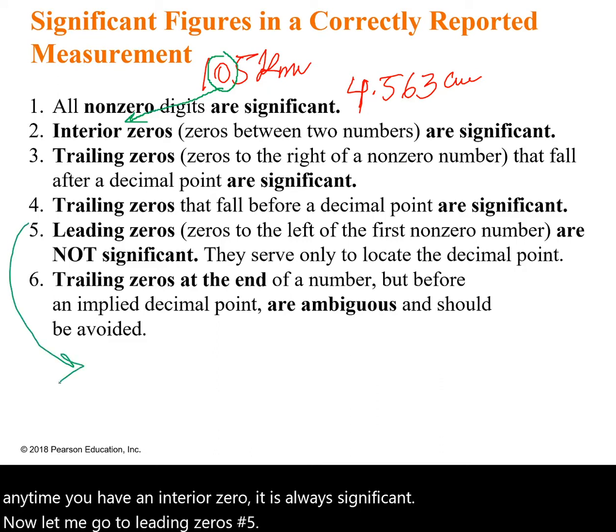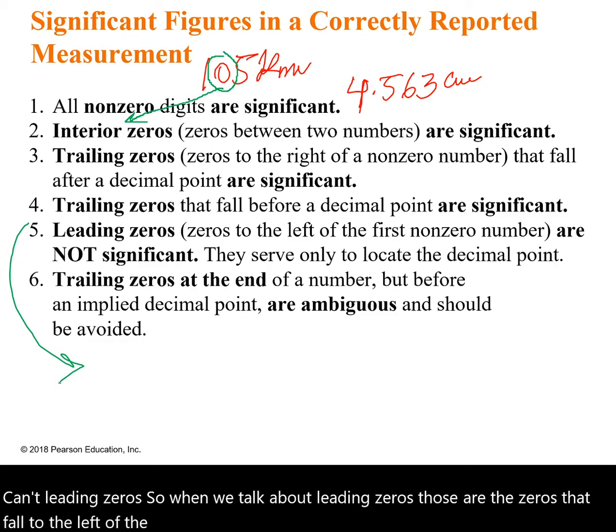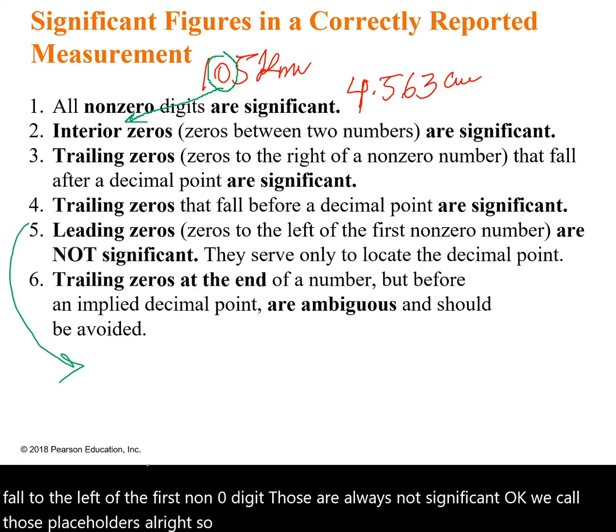Okay, leading zeros. When we talk about leading zeros, those are the zeros that fall to the left of the first non-zero digit. Those are always not significant. We call those placeholders. So these zeros are placeholders.